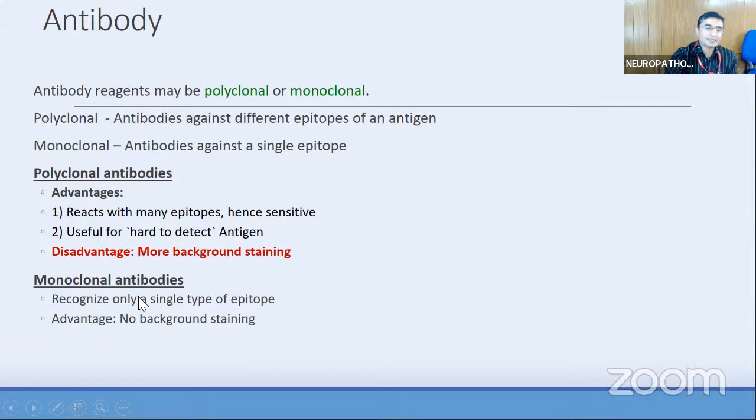Now, coming to monoclonal antibodies, this disadvantage of background staining in polyclonal antibodies is overcome by monoclonal antibodies. But the only problem is they will bind to only a single epitope, so we may miss many times. So sensitivity may come down.